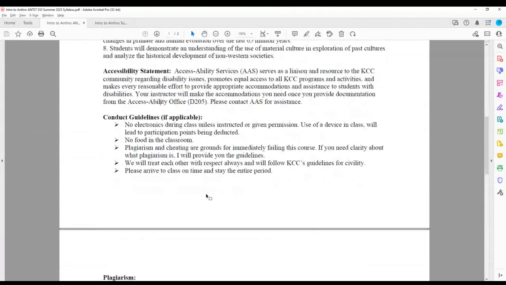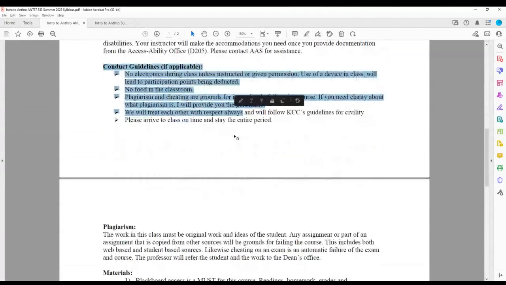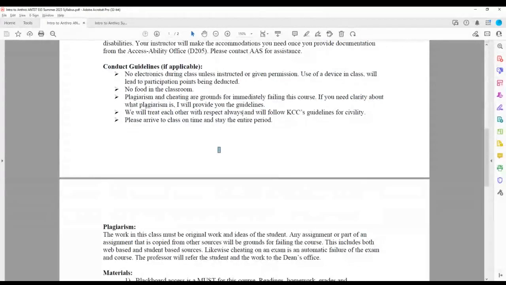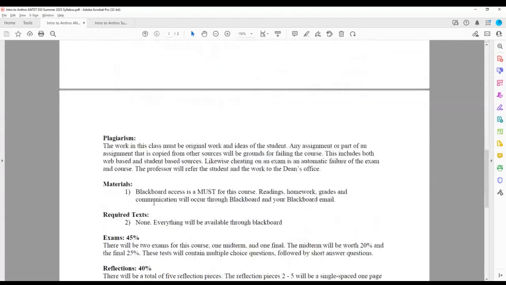Okay. Conduct guidelines. This doesn't really apply to you because it's an online class. However, plagiarism and cheating are grounds for immediately failing this course. If you need clarity about what plagiarism is, I'll provide you the guidelines. We're gonna go over that in a second. Other than that, this is pretty straightforward.